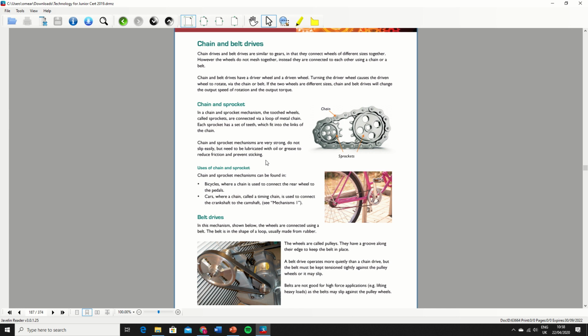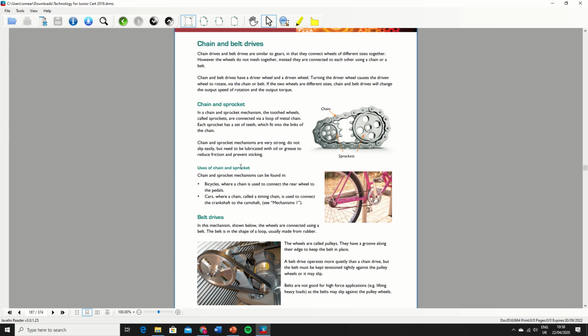Sometimes in your Junior Cert, you might get a question asking what's the advantage of using a chain and sprocket mechanism over a toothed belt and pulley. Those are your advantages. That's the reason why you use a chain and sprocket mechanism.